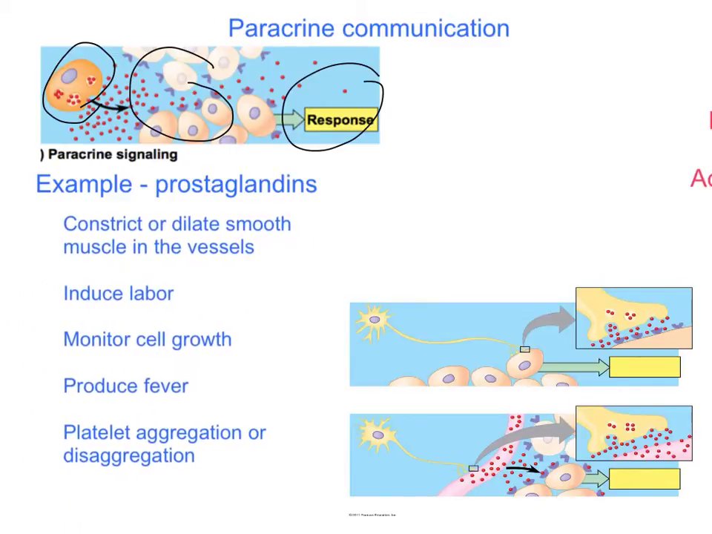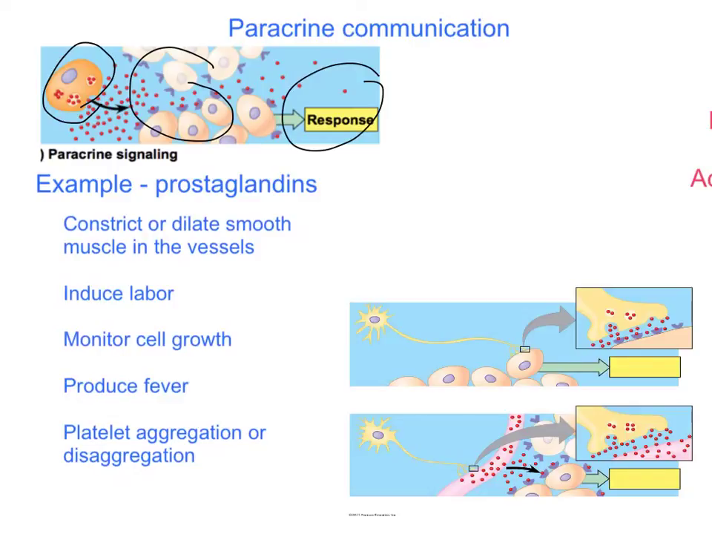Prostaglandins have a wide variety of functions. I've just given you a few here. They can constrict or dilate, which means they can change the size, the shape of the smooth muscles, particularly in the blood vessels. Okay, so that would make the blood vessels either more narrow or wider. They can induce labor, uterine contractions. They can monitor cell growth, and they can produce fever in your brain.